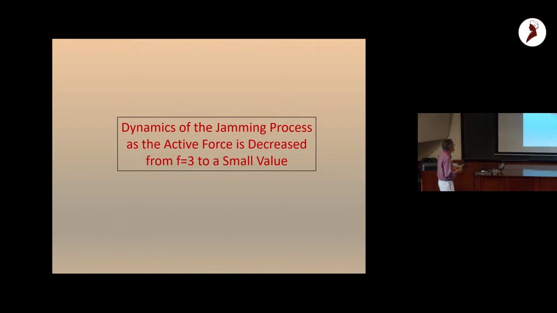So what we do is start from the liquid that we just discussed, f equals 3, quench to a small value of f, and then run the simulation to see whether the system remains fluctuating or whether eventually it goes into some kind of a jam state and then stays there at later times.